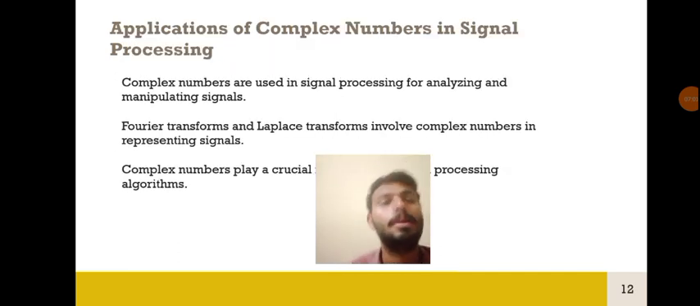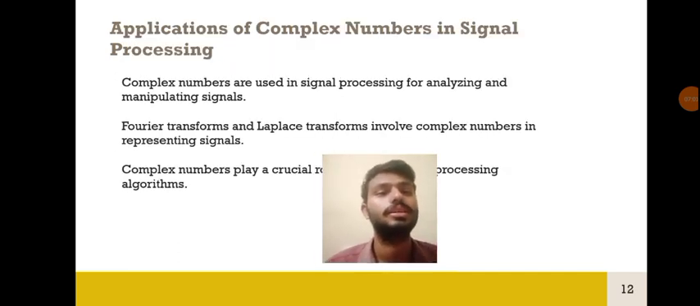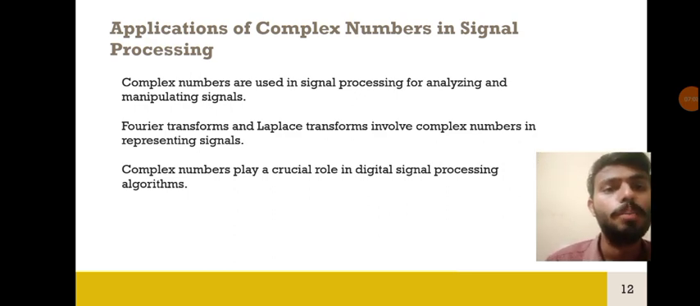Application of complex numbers in signal processing. Complex numbers are used in signal processing for analyzing and manipulating signals. Fourier transforms and Laplace transforms involve complex numbers in representing signals. Complex numbers play a crucial role in digital signal processing algorithms.